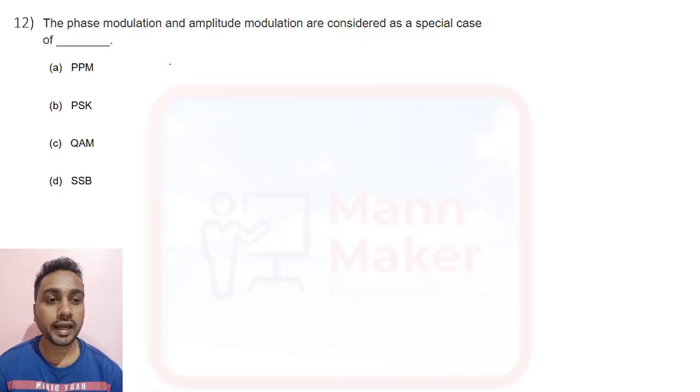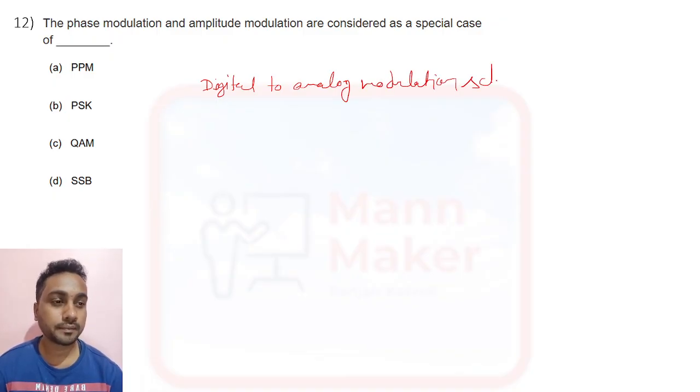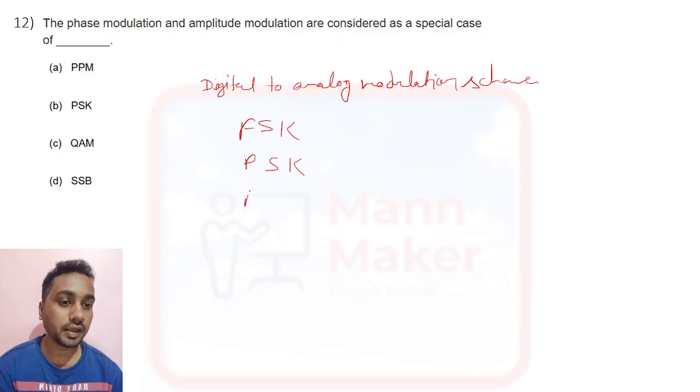The phase modulation and amplitude modulation are considered as a special case of dash. So we have digital to analog modulation schemes. We have three of them: FSK, PSK, and ASK. Frequency shifting, phase shifting, and amplitude shifting.